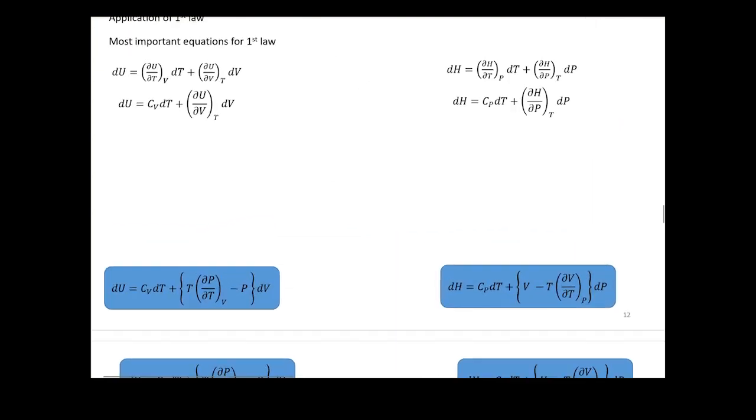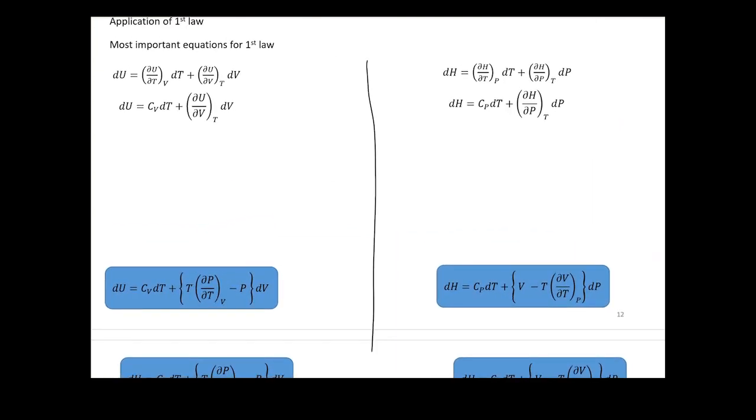Here I summarize the things for you. You have U, you have H, and U is actually a better parameter that you can use when you're under a condition that's more relevant to your T and V. And H is actually more relevant to the P and T.